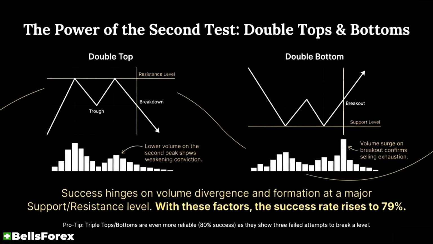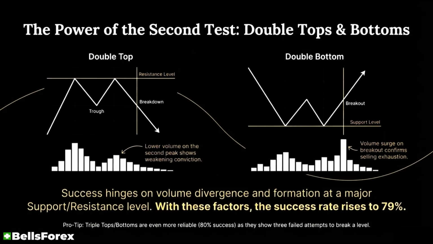And the critical divergence, just like the H&S, has to be in the volume profile for that second peak. Absolutely crucial. The first peak usually forms on higher volume, strong conviction. But the second peak must form on significantly lower volume. It signals weakening conviction. Without that divergence, you're looking at a 54% success rate. It's a coin flip. And then the breakdown below the trough needs a big volume surge to confirm.